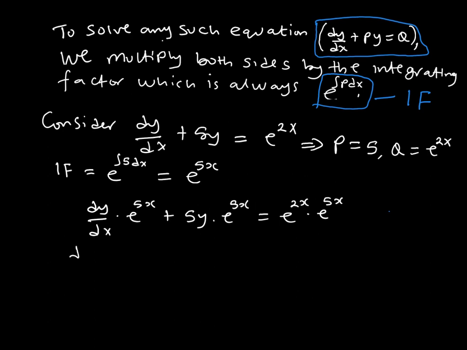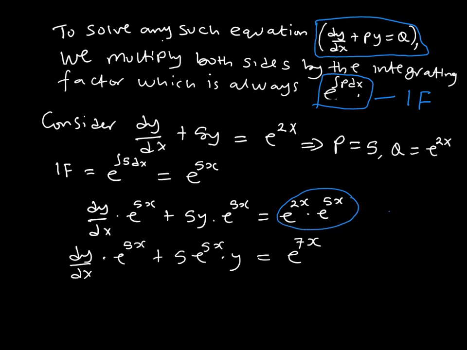We have dy by dx times e to the power 5x, plus 5e to 5x multiplied by y, equals e to the 7x. When you're multiplying numbers of the same bases, we said in indices, you add the powers, and here you get e to the 7x. Okay, now why do we multiply through by the integrating factor?